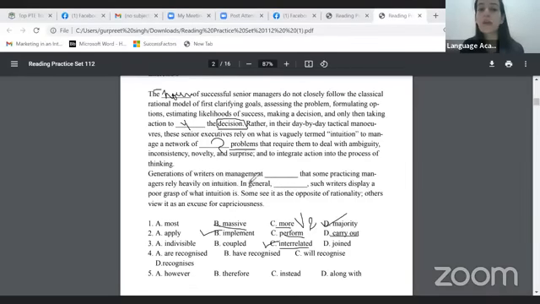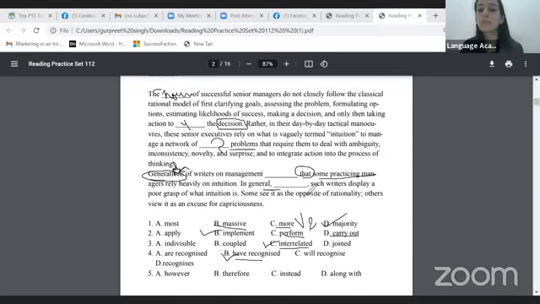"Generations of writers dash that some practicing managers rely heavily on intuition." What is the noun? Generations. The word written before "of" is always the noun, and it is a plural noun. So generations are recognized, generations of writers have recognized, or generations of writers will recognize. But the thing is already recognized. That means this is what they have recognized. So we should go with "have recognized" because they have already performed this recognition. Generations of writers means so many writers have recognized that some practicing managers rely heavily on intuition.